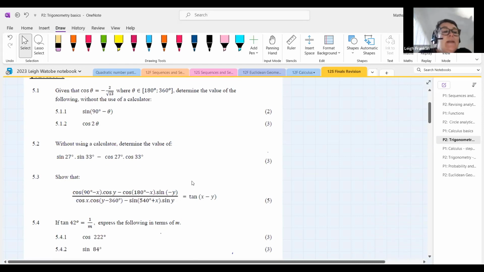Okay, so let's get started on question number 1. They've given us, given that cos theta equals -2 over root 13, where theta is an angle between 180 and 360, determine the value of the following without the use of a calculator. So let's start there, just to get ourselves into the swing of things. What is the first thing that we need to do here in order to answer question 5.1.1?